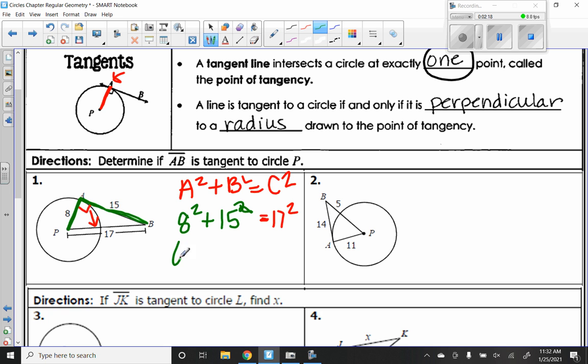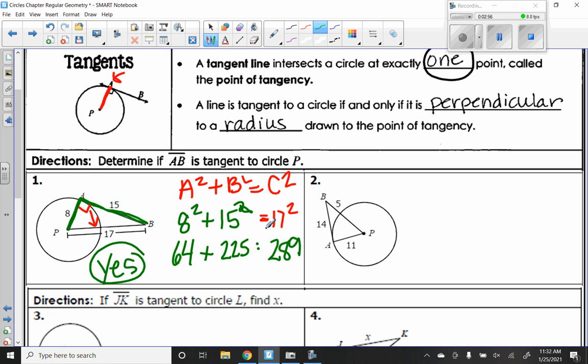So 8 times 8, 15 times 15, let me grab my calculator, 17 squared. It's 289. Does 64 plus 225 equal 289? Yes. AB is tangent to the circle. So yes, because it works. They are equal.